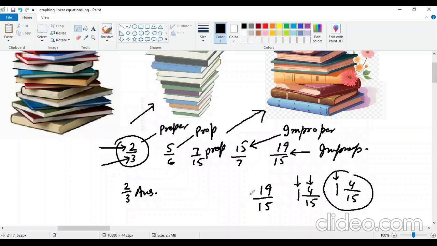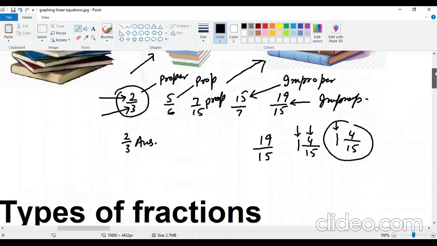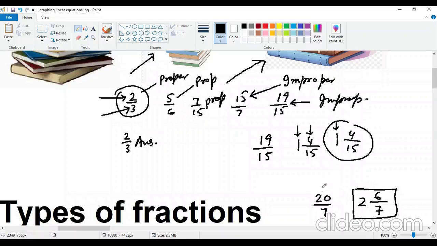Now, for example, if I give you 20 over 7, is this an improper fraction or a proper fraction? This is, of course, an improper fraction. What we do is 7 times 2 is 14 and 6 is the remainder. This is how you write an improper fraction as a mixed number.